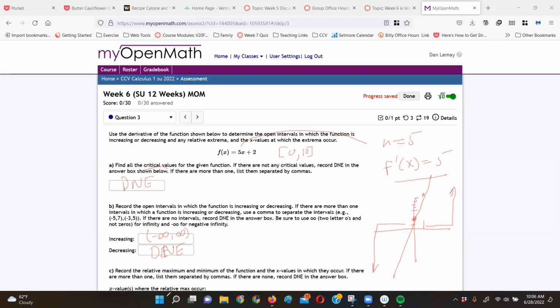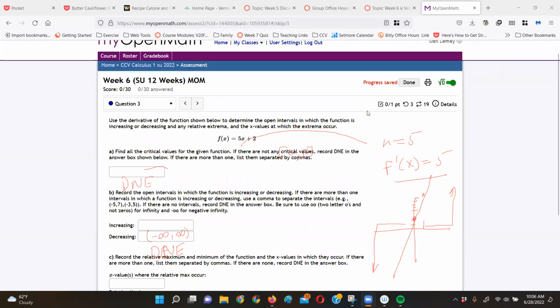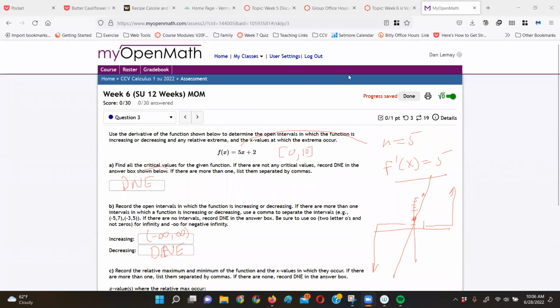So for this next little bit, I would say D and E. You're going to put D and E in both of those. It's asking what the relative maximum and the relative minimum are. Those don't exist. So okay, that's that question.